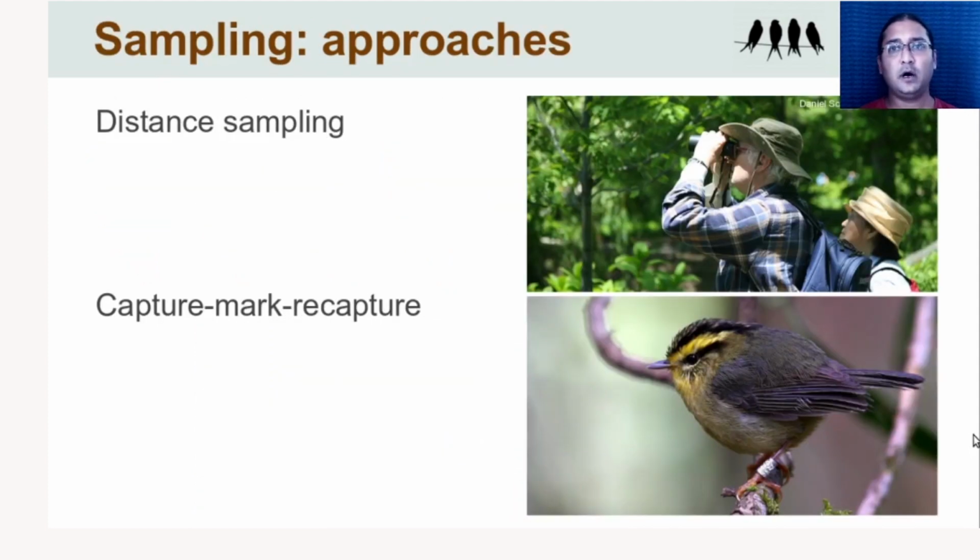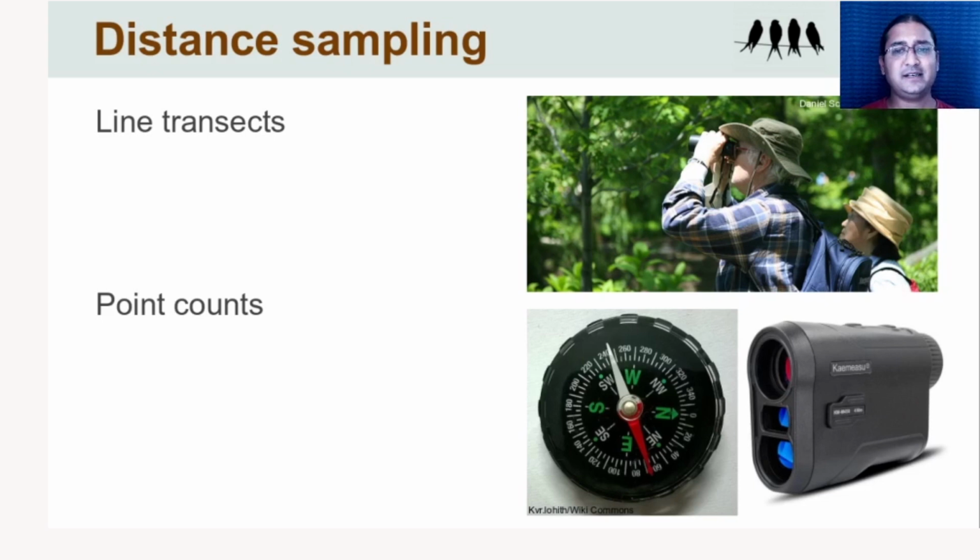The two main approaches in sampling that we will talk about today are distance sampling and capture-mark-recapture. Let's look at distance sampling to begin with. In distance sampling, the two main techniques are line transects and point counts, and it's completely observational. It's not based on the capture of any of the individuals in the population at all.